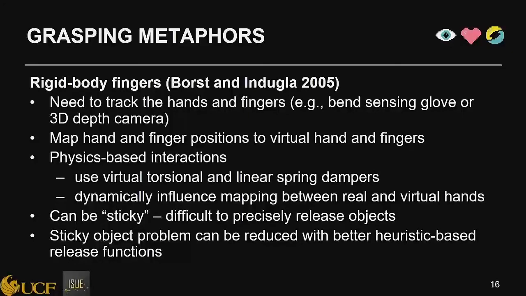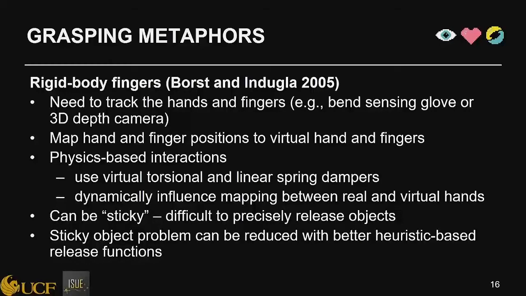And then what we do, with rigid body fingers, is we're actually doing a physics simulation, okay? The physics simulation basically uses torsional and linear spring dampers for the fingers, so that when I touch an object, I have spring constants in place, so that when I go to grab it, my fingers will slow down a little bit and be fine-tuned to grab the object and not penetrate.